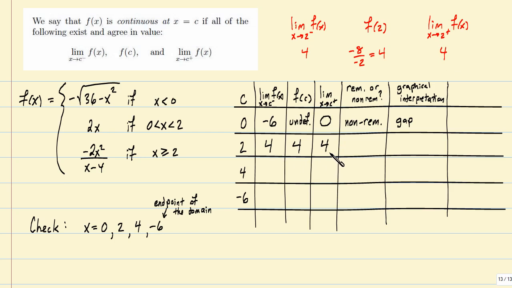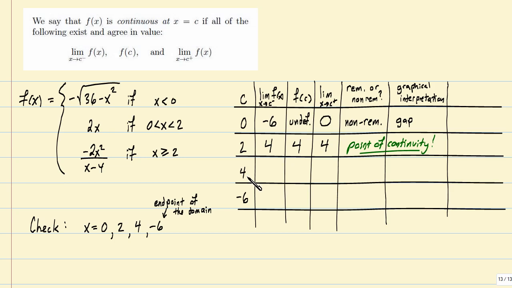Now, are we talking about discontinuity? And if we are, is it removable or non-removable? And what's the graphical interpretation? Notice this is not a discontinuity. We got the same value in all 3 places. All 3 of these things existed and agreed in value. And so our conclusion here is we have a point of continuity at x equals 2, not a point of discontinuity. So we can move on.